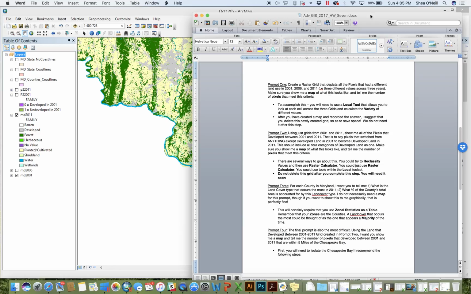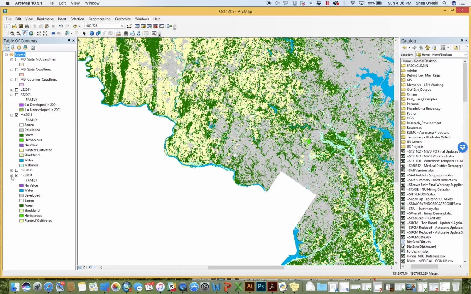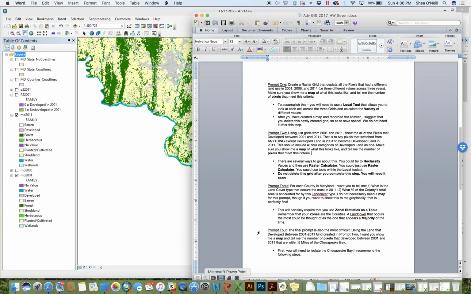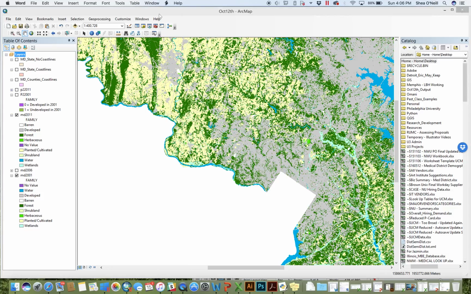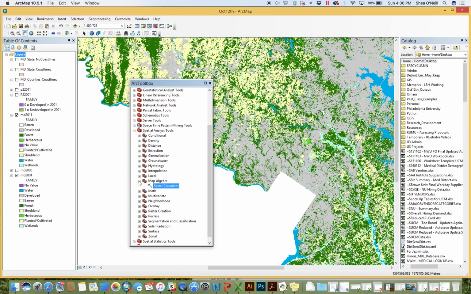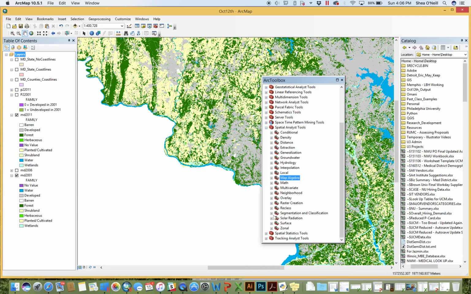If you're starting to try to think like a raster, what we're really looking for is pixels in the 2001 grid that had a value that made us think they weren't developed, so they were undeveloped. It doesn't matter what they were in 2001. They could have been water, no value, farmland, but we just want them to be undeveloped. And then by 2011, looking in that 2011 grid, they had a value that indicated that they were developed. So we're looking for land that developed between 2001 and 2011. This is a pretty simple one, most simply solved through Reclassify.